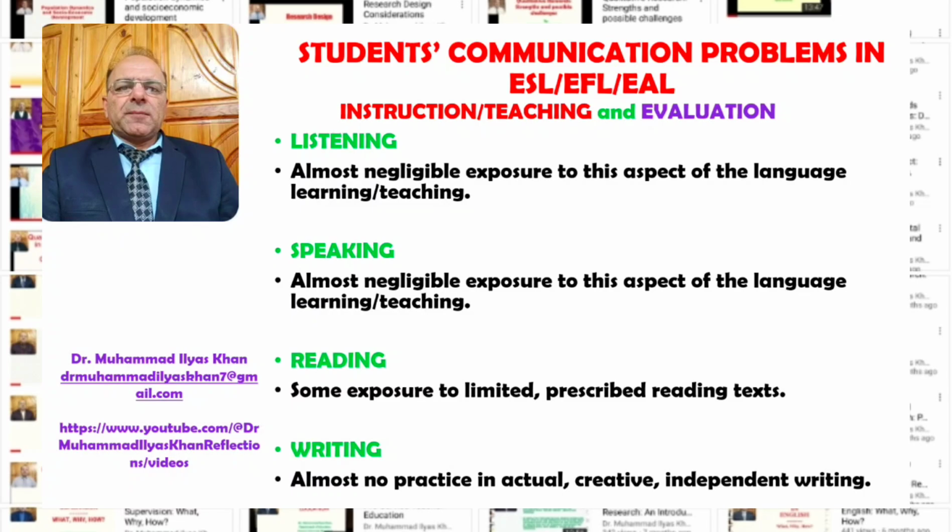And then reading. So there is some exposure to reading generally in the ESL context, but this reading is very limited. Generally, it is restricted to the prescribed textbooks. And again, in many cases, in a classroom situation, it is the teacher who reads out aloud, and generally the students just listen, perhaps not to very standard pronunciation or articulation of the language. And so the students generally remain silent listeners.